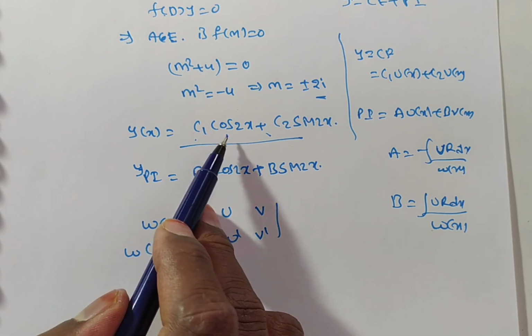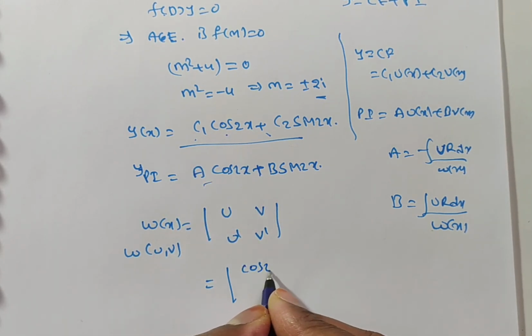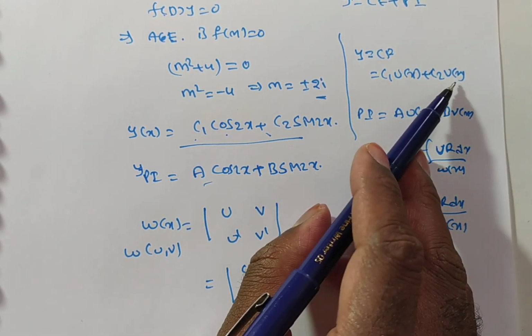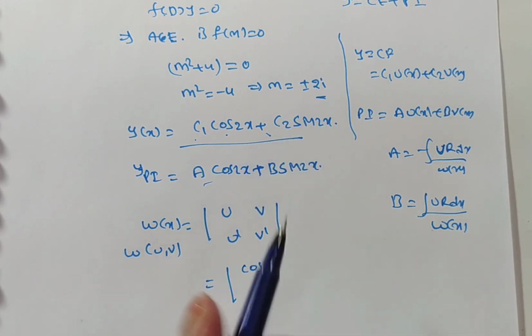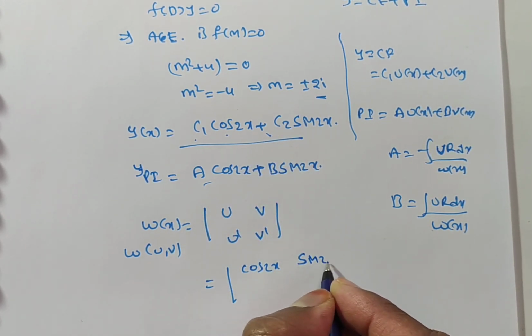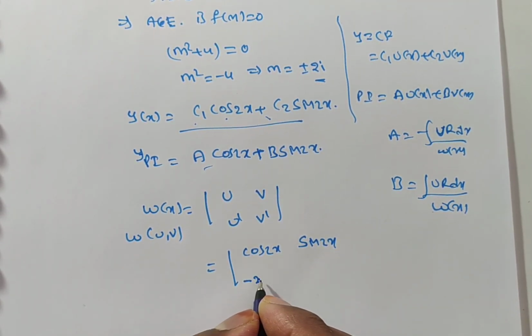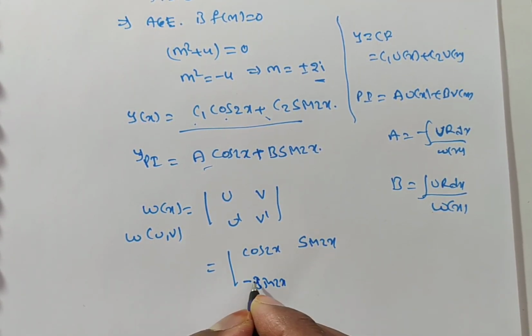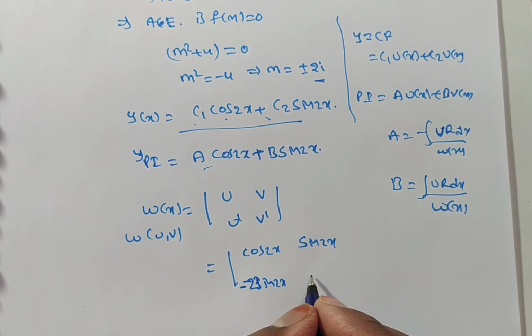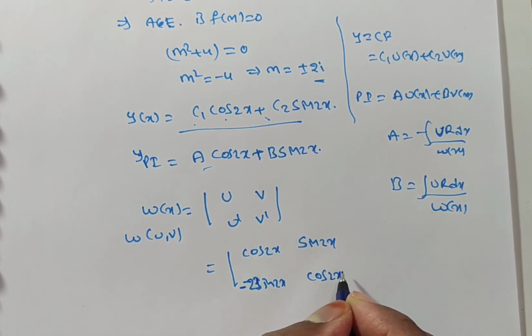So u is cos 2x. Next, v of x is the second solution, sin 2x. Now the derivative of u is minus sin 2x into 2, so I am writing minus 2 here. Next, the derivative of sin 2x is cos 2x into 2.